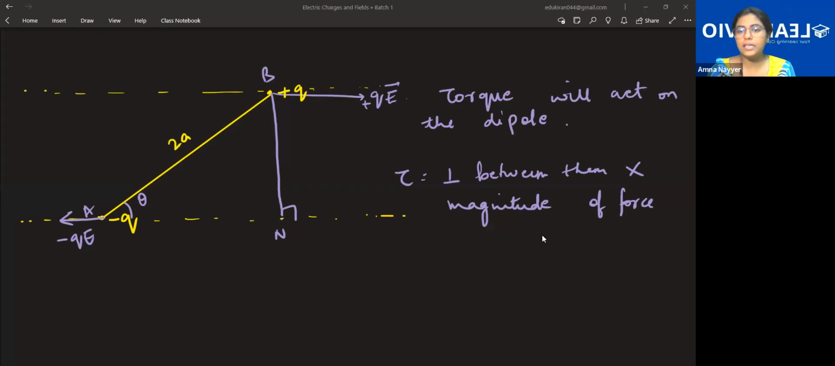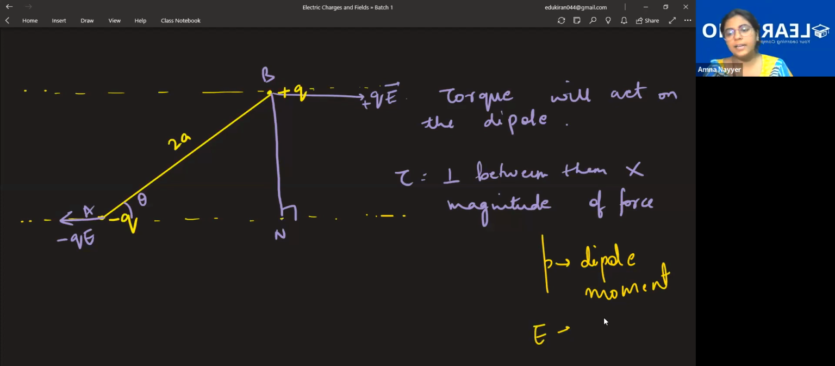So see, suppose P is the dipole moment. Whenever this derivation comes, you have to mention it from there. E is the electric field, P is the dipole moment. So we have to find out the torque.